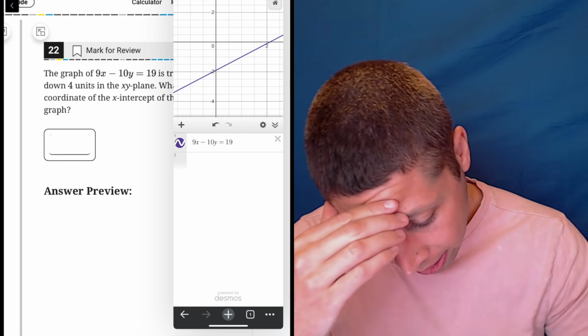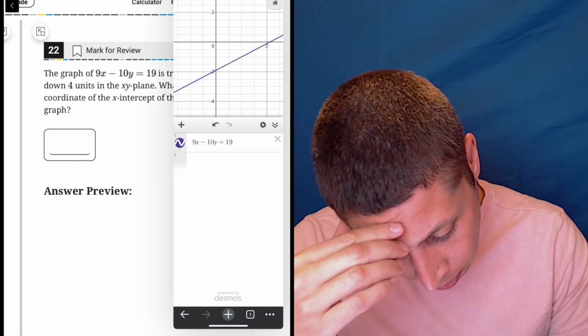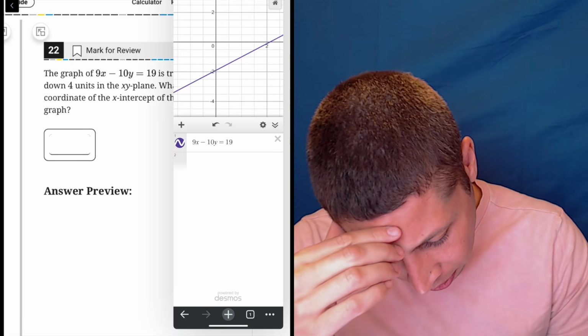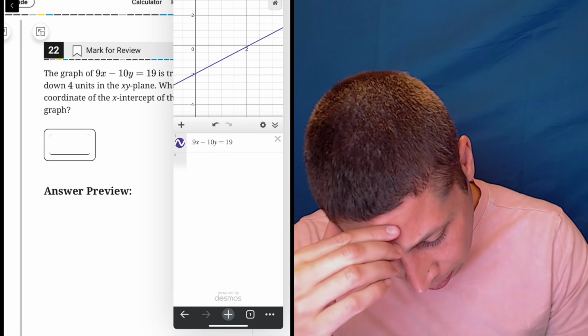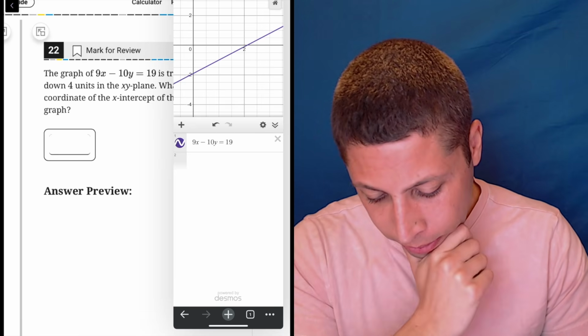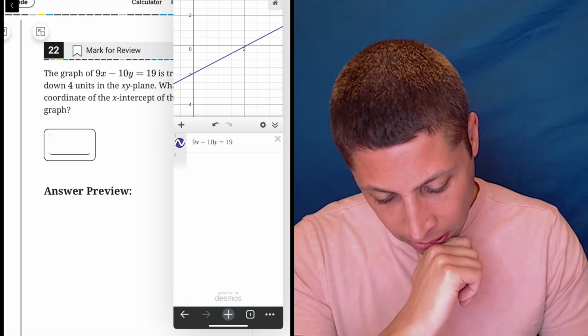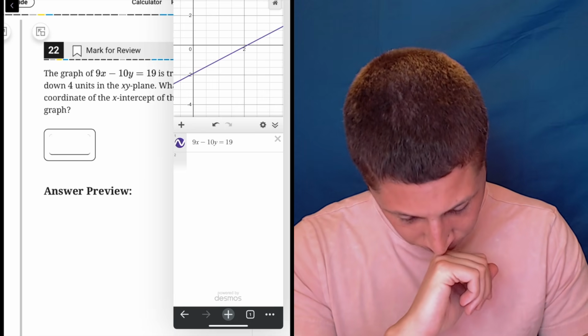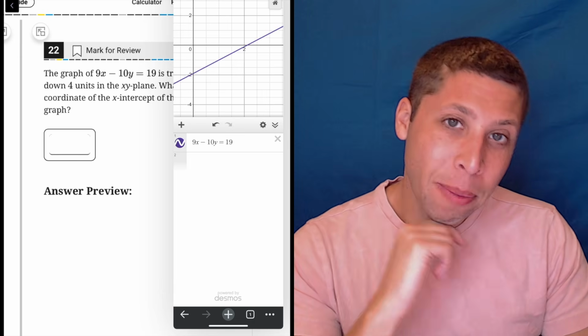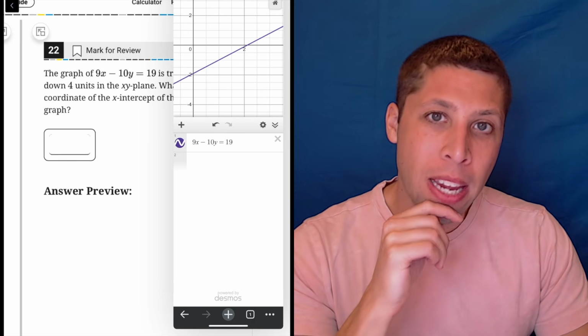So I have to translate it 4 units down. So they want the x-intercept. So it's going to be, okay. How can I do this? How can I show this easily? Honestly, I guess the best way to do this is y equals mx plus b here.